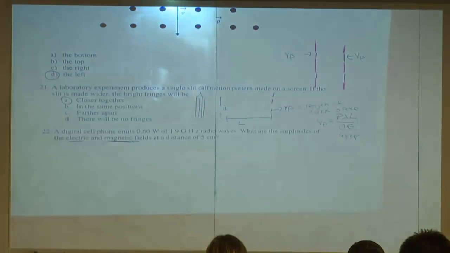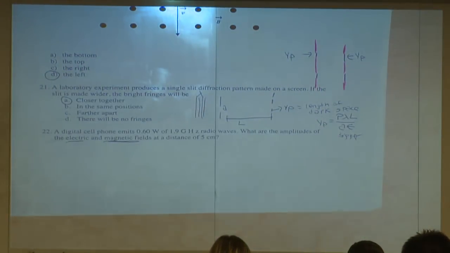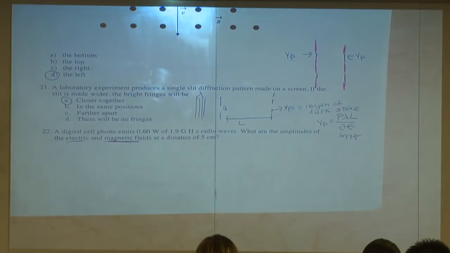Yeah, I also had that confused myself. So make sure that you know YP is the dark space. It's basically the distance between the bright spaces. Yes, it's the distance between the bright spaces. Sorry for the confusion.